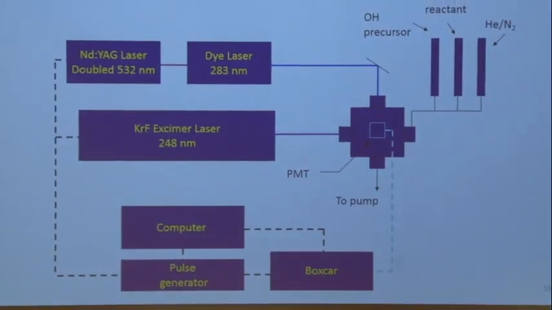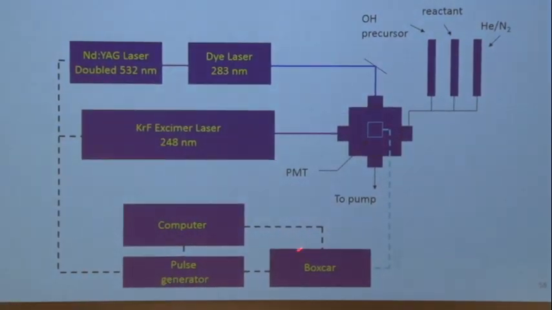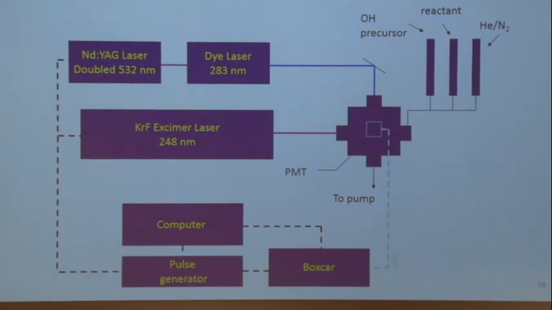This is often done this way, where you have a pulsed laser and a pulsed laser. It's not really the best way. It'd be better if this laser was continuous, so I get the entire time dependence of the OH in a single shot. But oftentimes you don't have the right lasers to do it, because you need a continuous source of light at that wavelength, which might be hard to make.